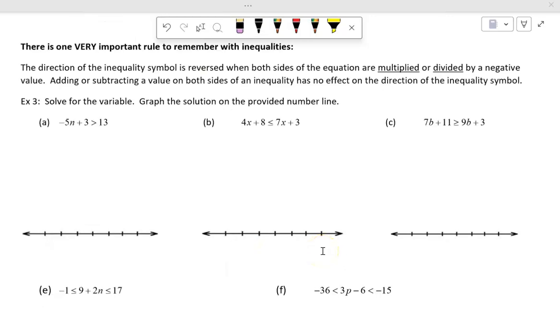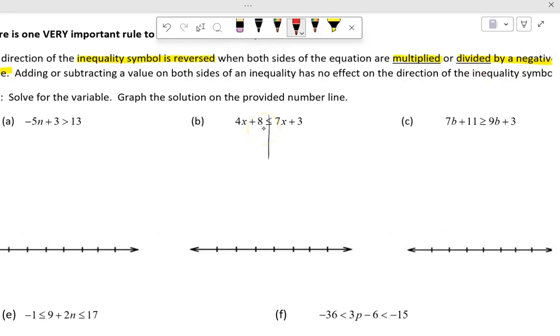In example 3, it's the exact same type of stuff, but there is a rule that you do need to know. Anytime you're working an inequality where you're solving like we normally do, like we did in example 2, you have to be really careful of one thing. If you multiply or divide by a negative number on both sides, then you are going to have to reverse your inequality symbol. So I'm going to do an example of that just to show you what happens if you multiply or divide by a negative on both sides.